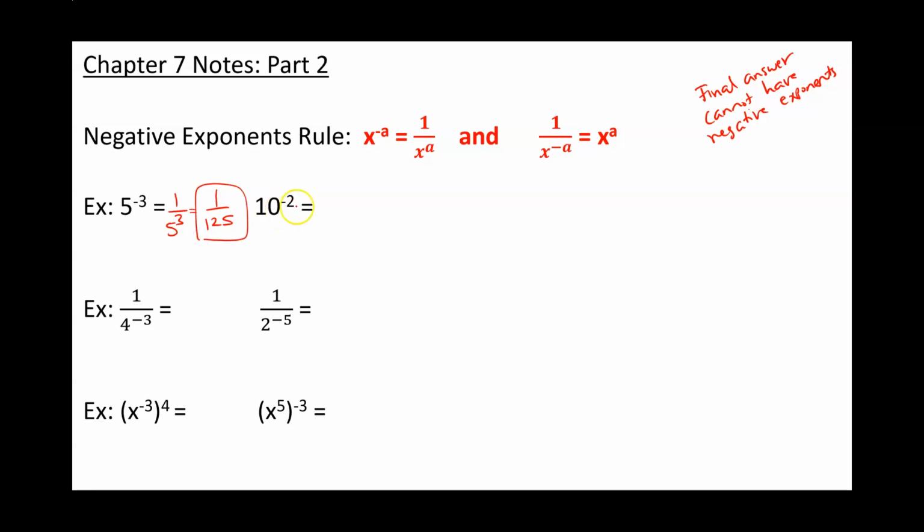Same thing with 10 to the -2nd. Because it's a negative exponent, you move it to the other side, which means it goes to the denominator, and it becomes 1 over 10 squared, which is going to be 1 over 100.